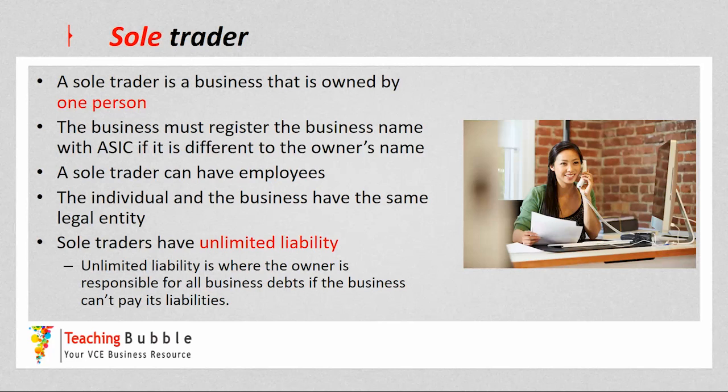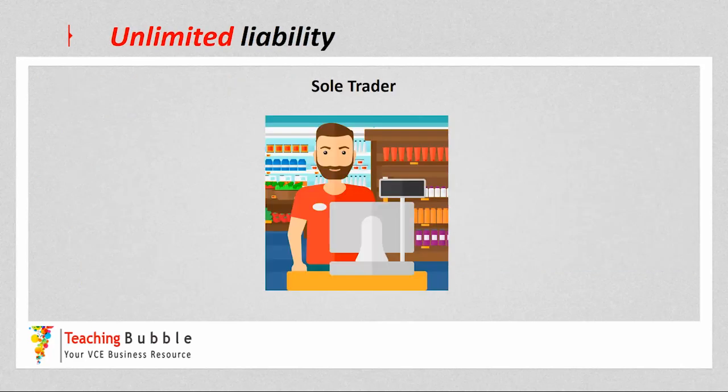Now, while the business may have a different name to the owner, it's important to note that the business and the owner actually share the same legal entity. Because of this, the owner has what we call unlimited liability. Unlimited liability is where the owner is responsible for all business debts if the business is unable to pay its own liabilities.